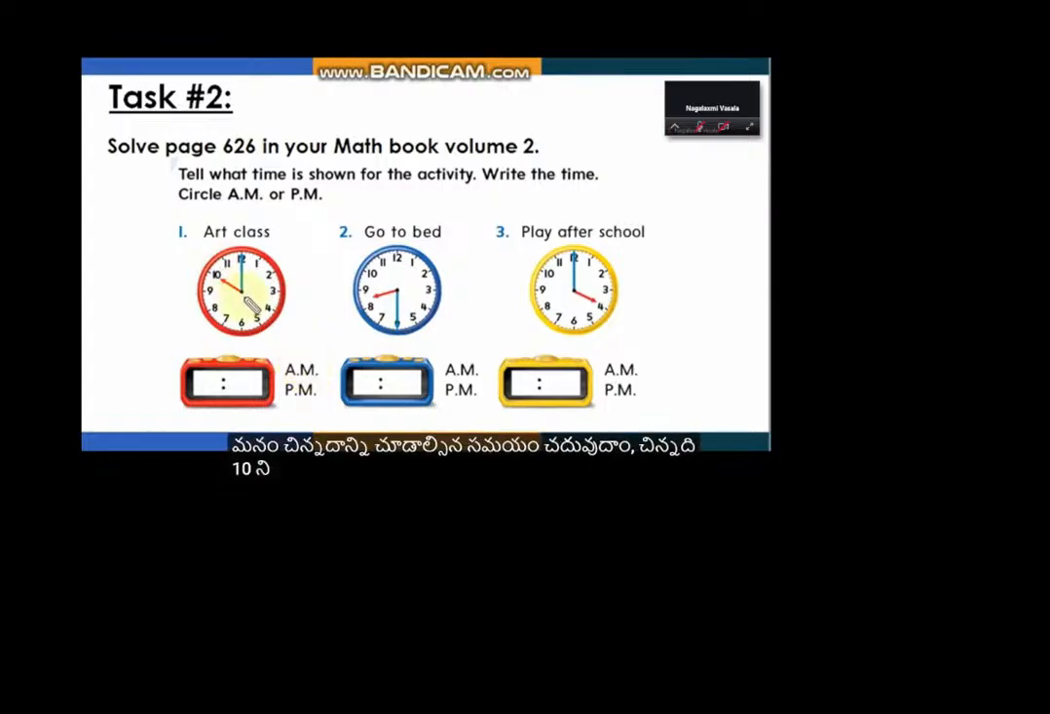So look at the short one. The short one points to 10. So it's 10 o'clock. Also because the minute hand is pointing to 12, and 12 means 0 minutes. And after that, we're going to choose AM because this activity is conducted at the first part of the day.